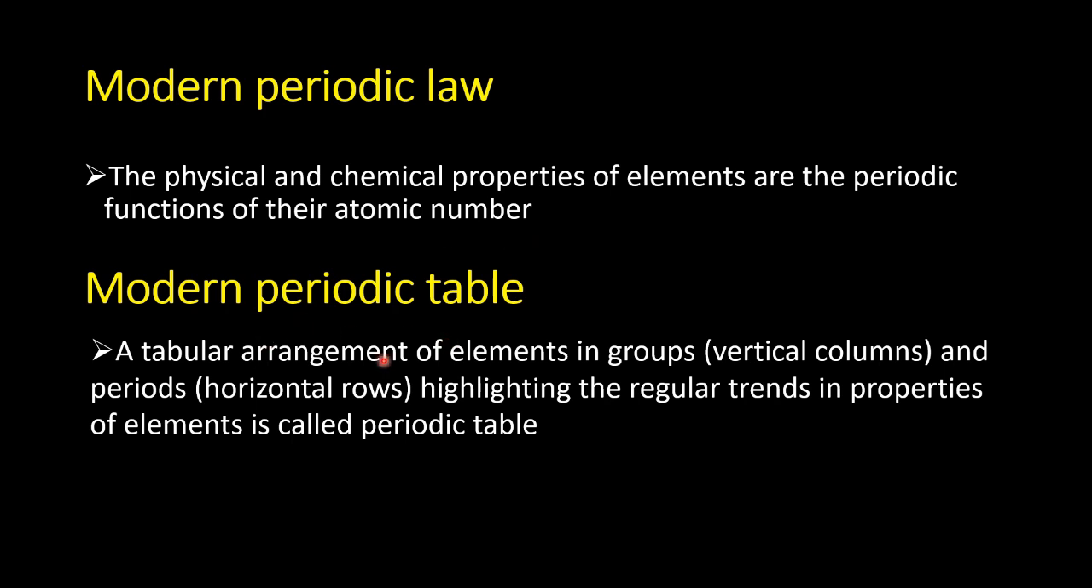What is modern periodic table? It's a simple tabular arrangement of elements. You are arranging them in groups which are vertical columns and periods which are horizontal rows, highlighting the regular trends in properties of elements. So you call that as periodic table.